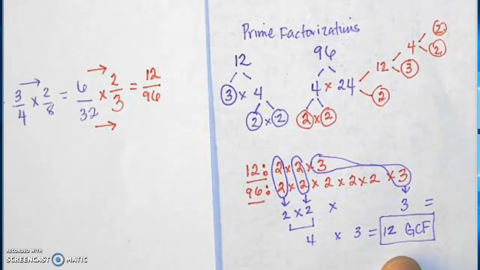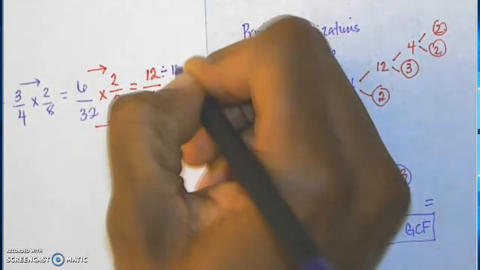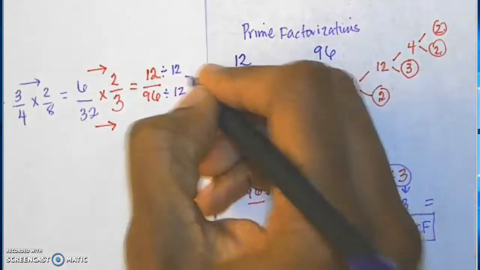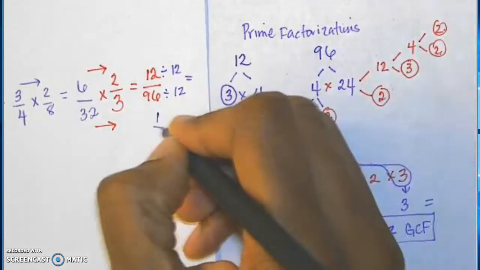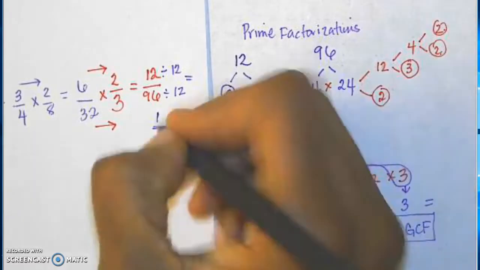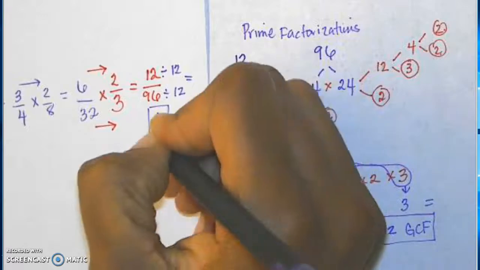So once I have this information, I can go back to my fraction with my GCF and simplify my fraction. There are how many groups of 12 and 12? 1. And how many groups of 12 and 96? There are 8. So the answer is going to be 1/8.